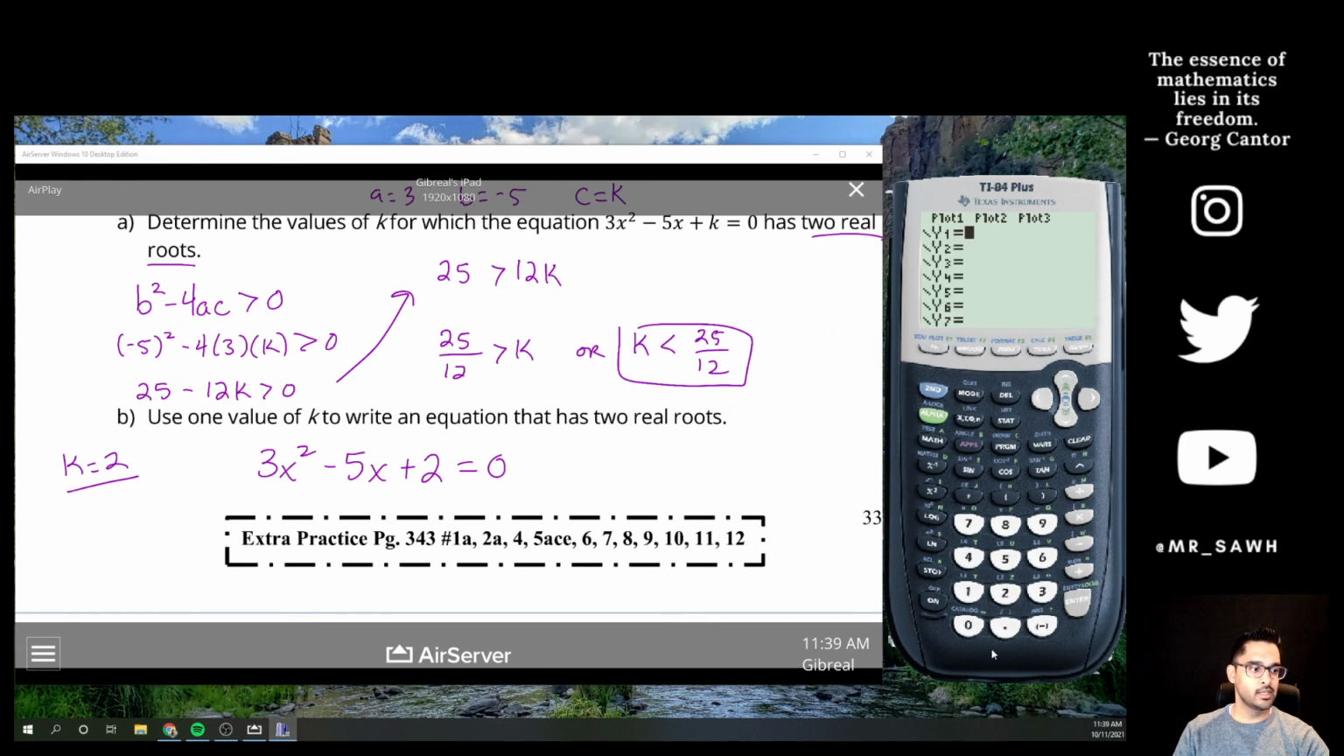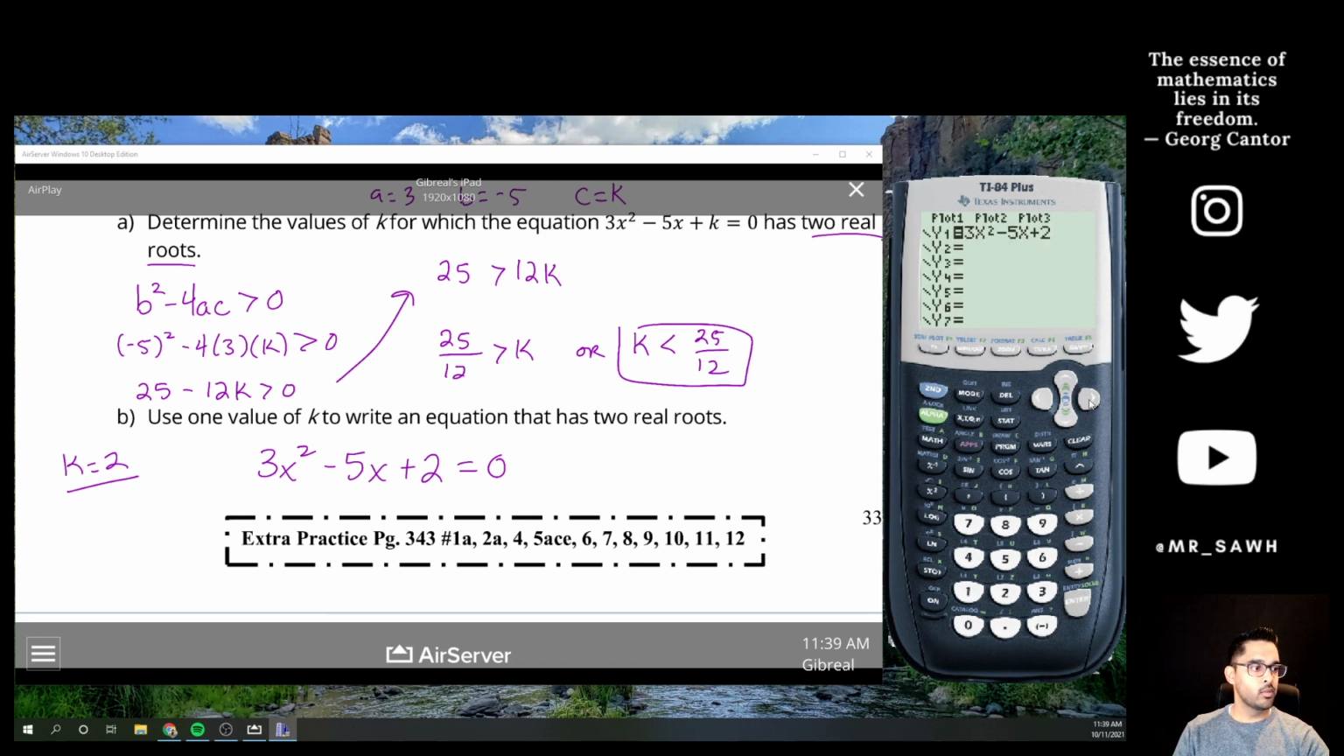If I graph it, 3x squared minus 5x plus 2, and I graph that. And I'll zoom out here, make it back to normal. Actually, maybe I'll zoom in, because that might be easier to see. So we'll zoom in right on the vertex, or as close as I can get to it. Okay, and you can see two roots there, right? The vertex a little bit underneath. Okay, so two distinct x-intercepts.